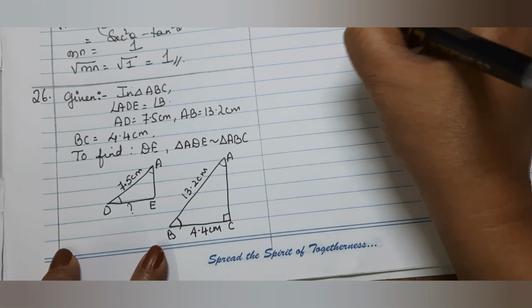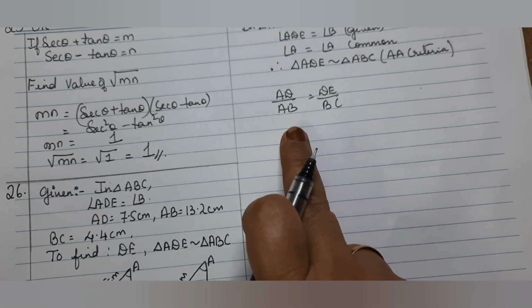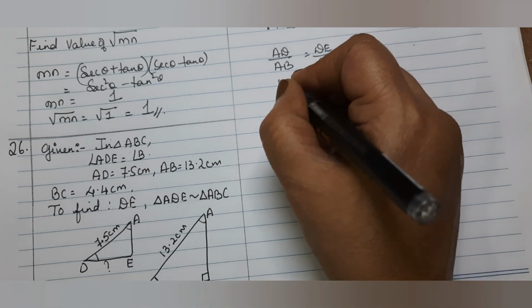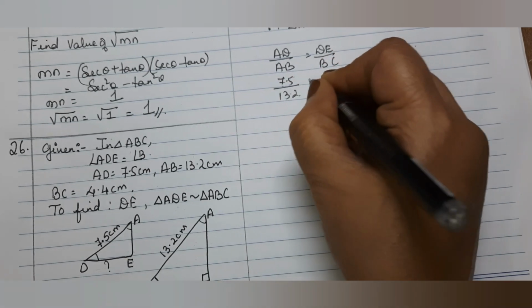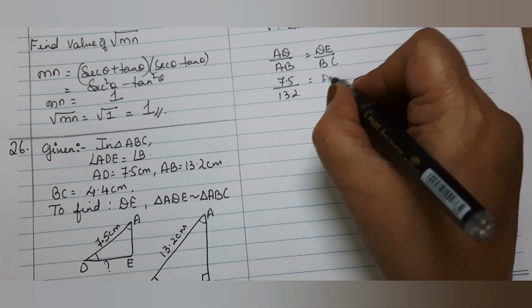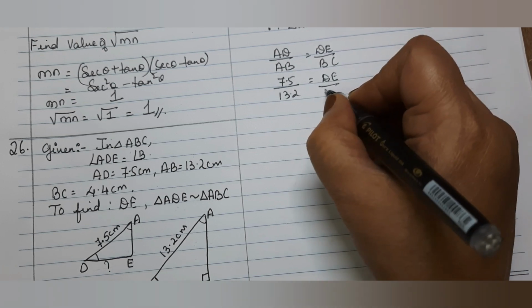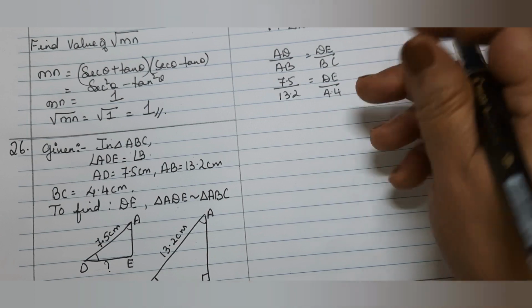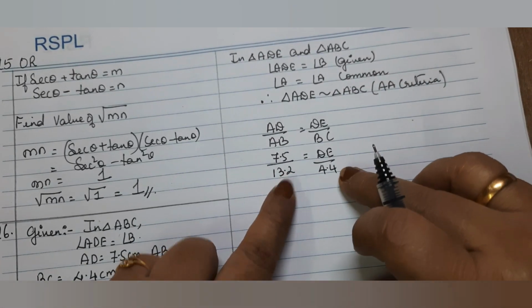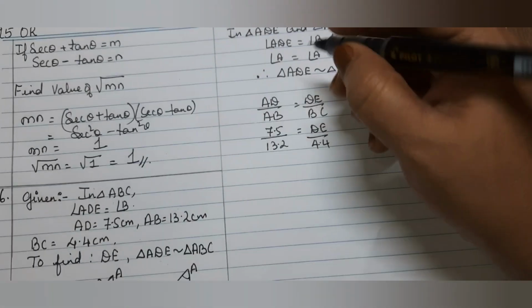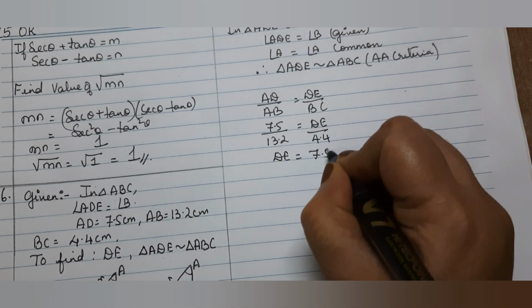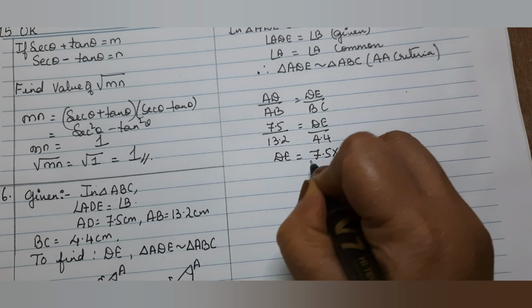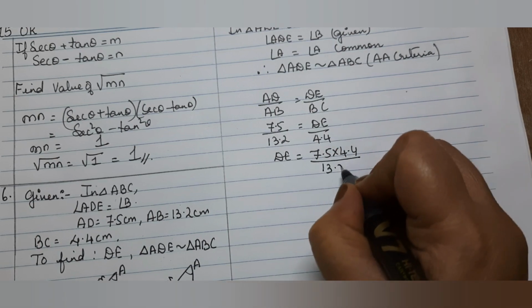DE by BC, I have written over here. Now substitute: AD here is 7.5, AB is 13.2, DE we have to find out, divided by BC is 4.4. I hope you all understood until here. This is the main part. Later on, DE is equal to 7.5 into 4.4 divided by 13.2.